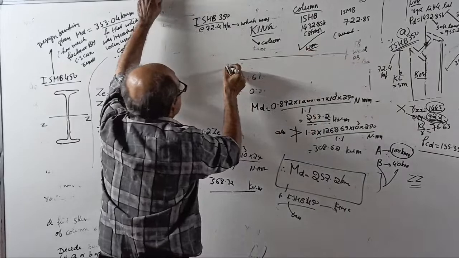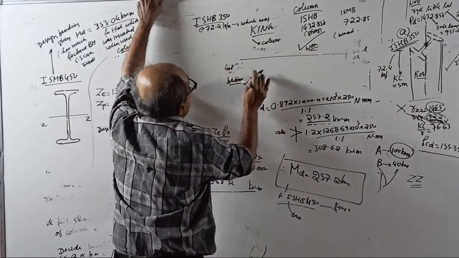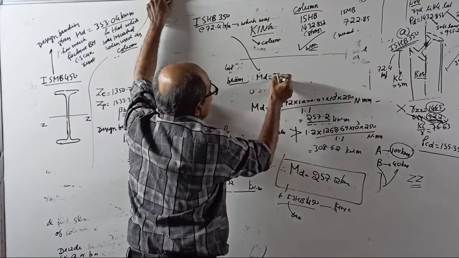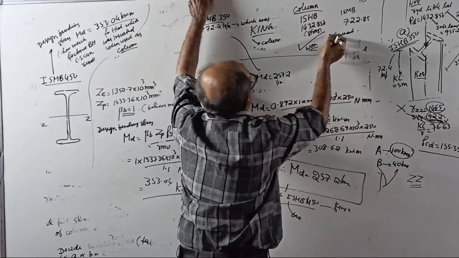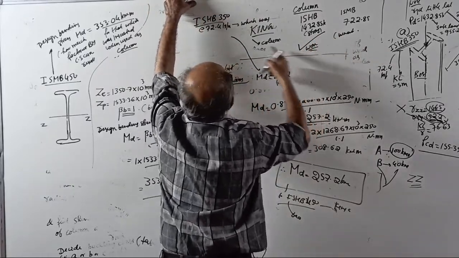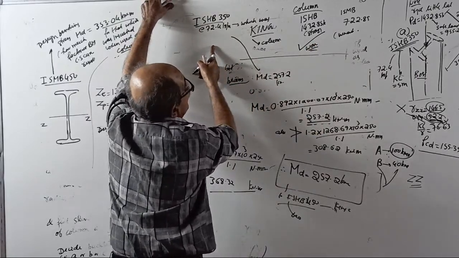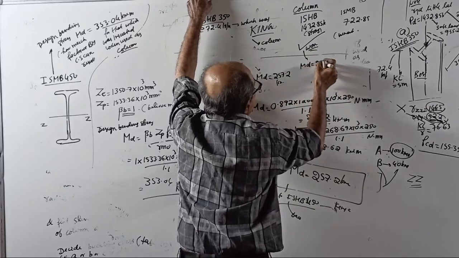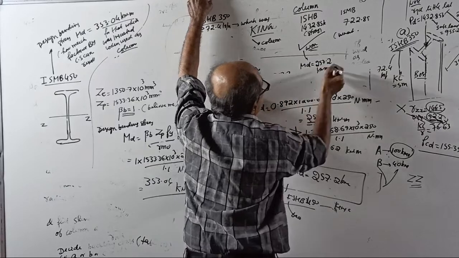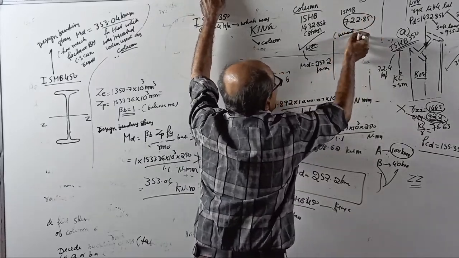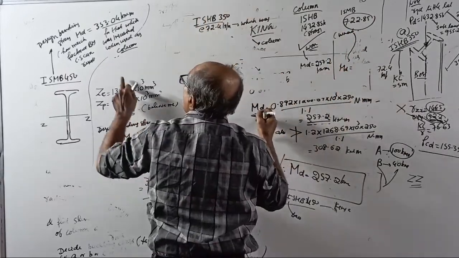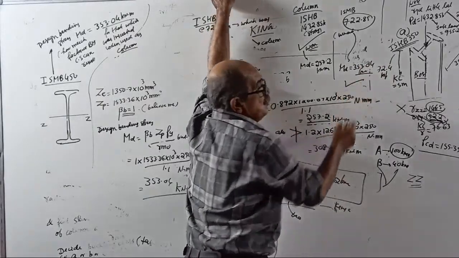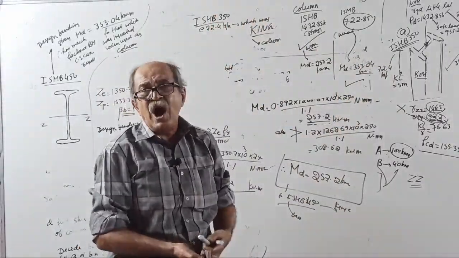But when you use it as a beam, the same ISHB 350, its design bending strength is only 257.2 kilonewton meter, whereas for the one which lost the battle last time, the design bending strength MD equals 353.04 kilonewton meter.